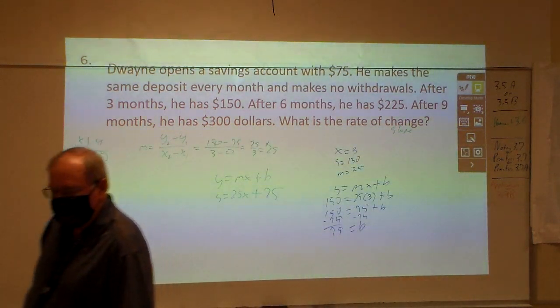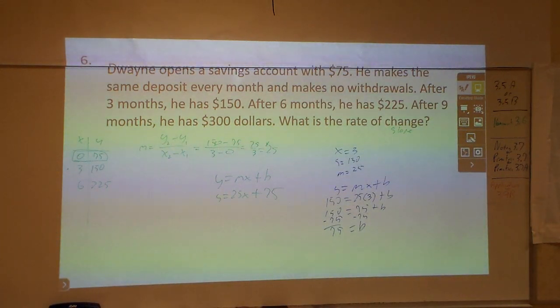Those are all different ways that you can come up with that to write an equation or find the slope or the y-intercept on that particular problem.